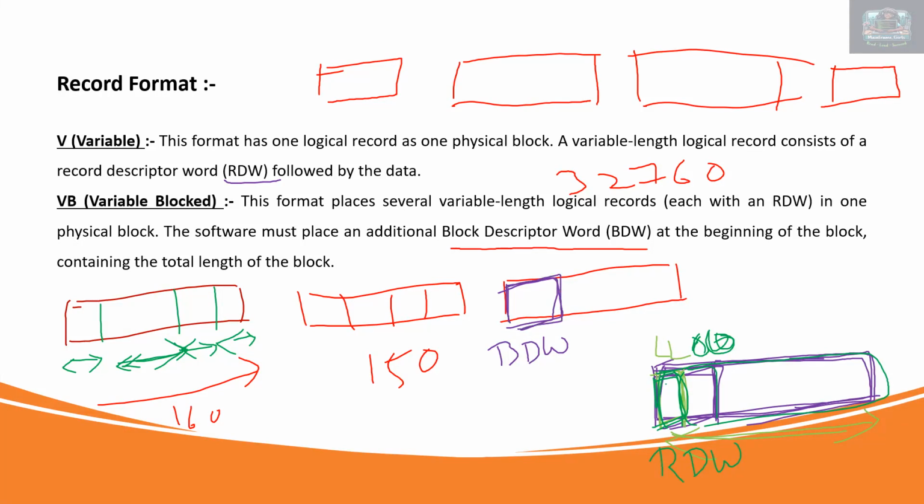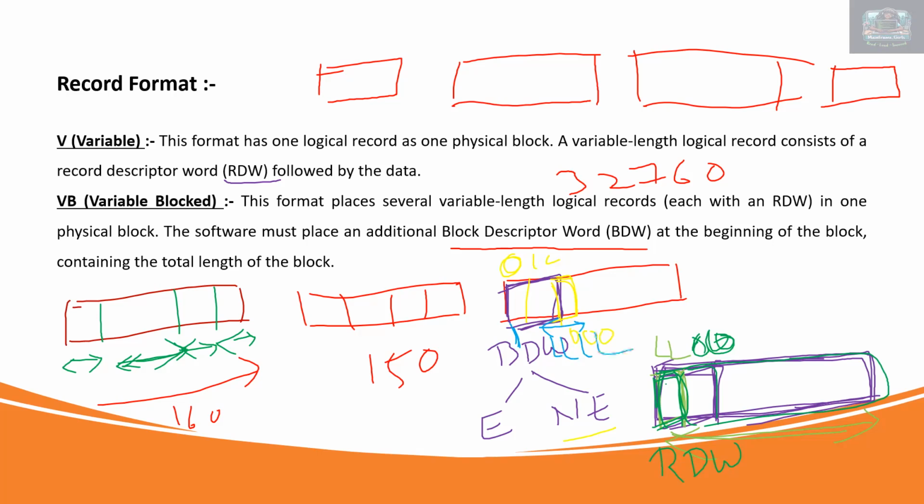One is extended and another one is non-extended. In extended, the first byte will be 0 and the next two bytes will be block length, and the last byte will be all zeros. And in non-extended, the first byte will be 1, and all the next bytes will be the block length.